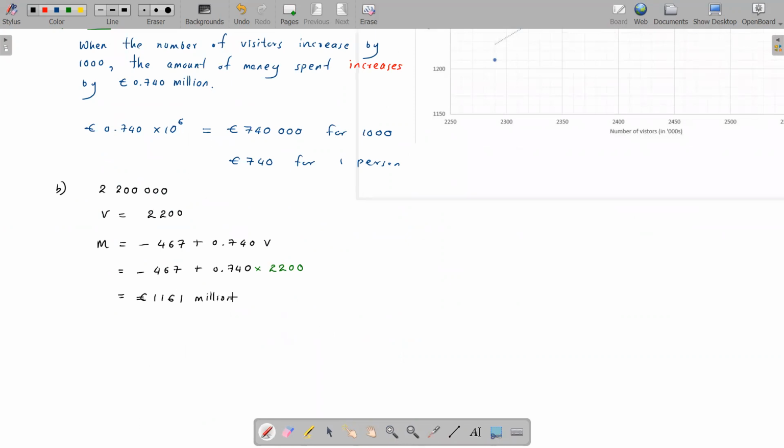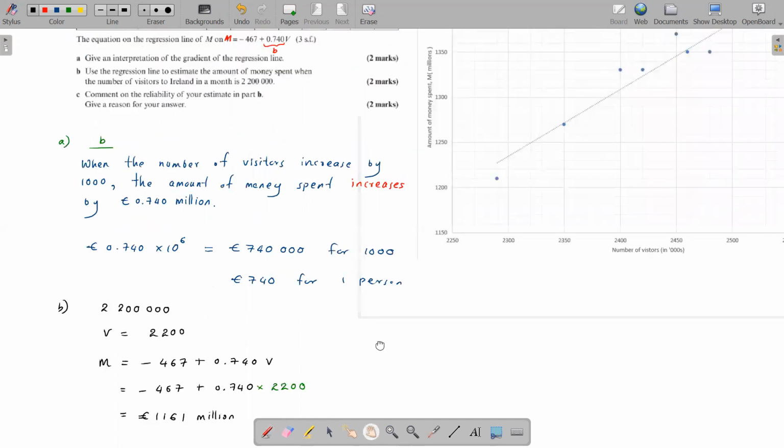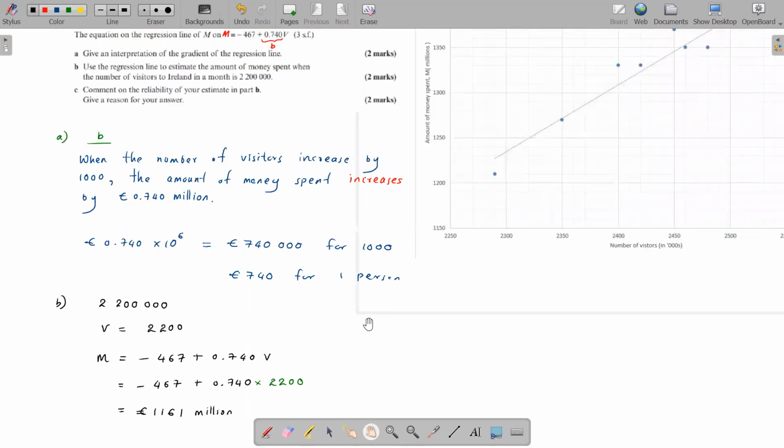So that's really important. Make sure you write the million, or you can write times 10 to the power 6. A million is a 10 to the power 6. Okay, so you can either write million or you can write times 10 to the power 6 and just leave it. Okay, guys, so that's the amount of money, right? Use the regression line to estimate the amount of money spent. Okay, so we found that.